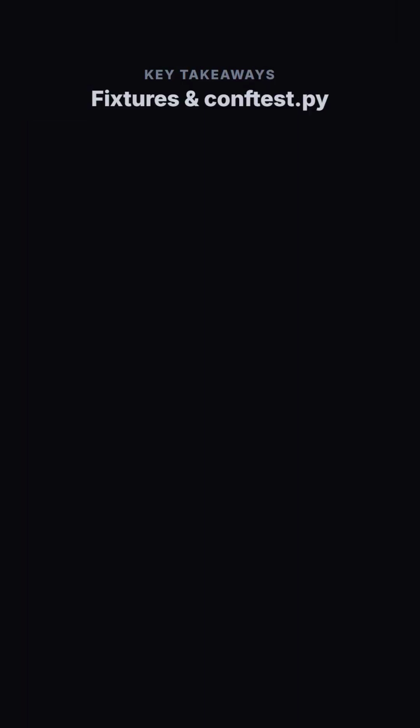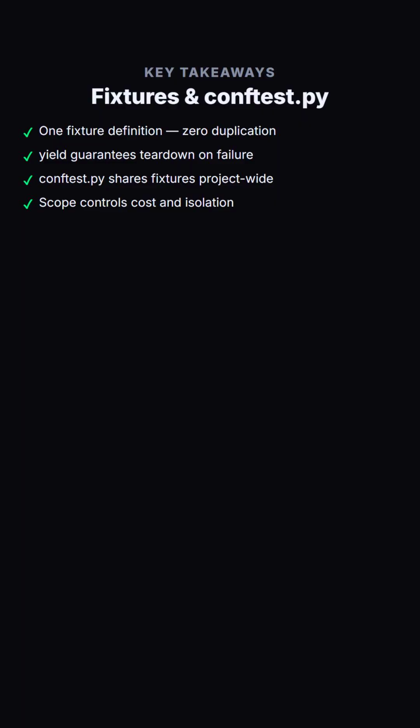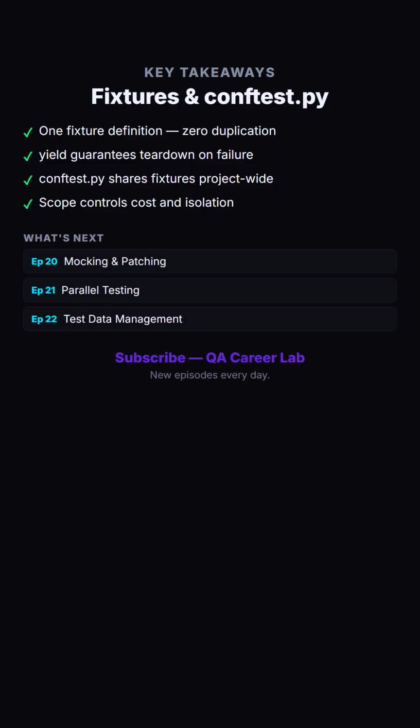Here is what you should take away from this episode. Fixtures are the foundation of clean, maintainable automation. They eliminate setup duplication, guarantee teardown even when tests fail, and let you compose complex test environments from simple building blocks. Conftest.py is how you share fixtures across files without imports. Scope is how you control the cost. Function scope for stateful setup. Session scope for expensive, side effect-free resources.